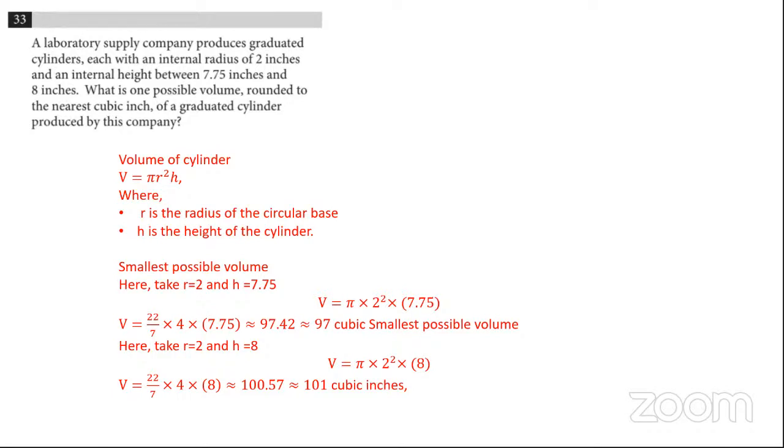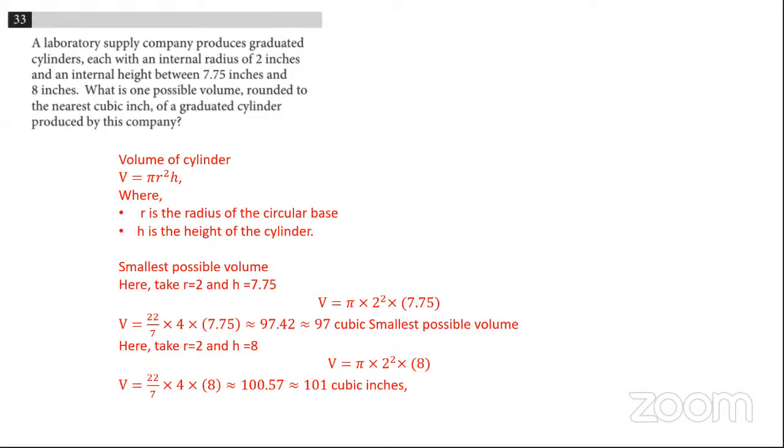It's more than 5, right? Like 0.57. It would be 101, not 100. Do you understand why it is 101? It should be 101, not 100.